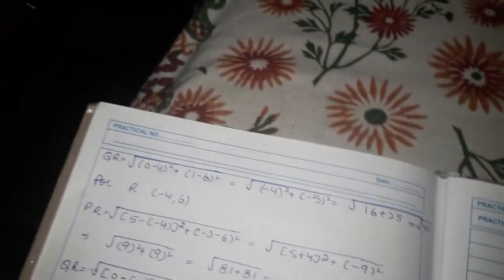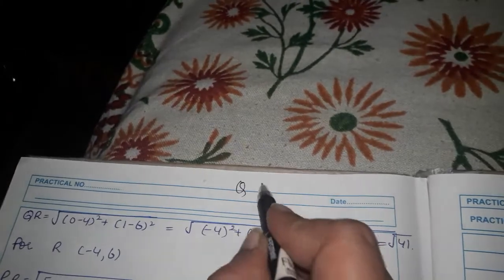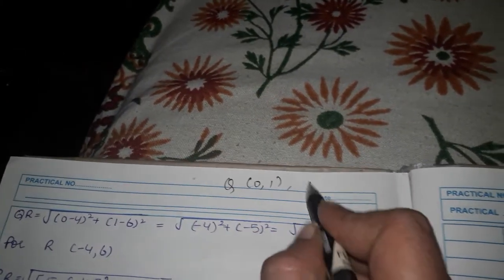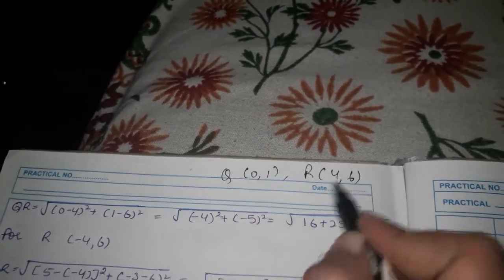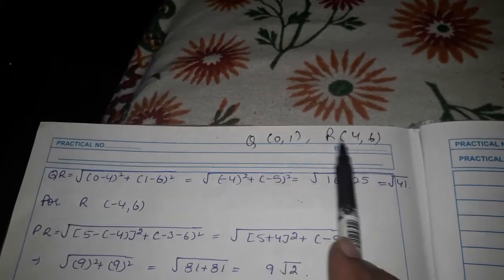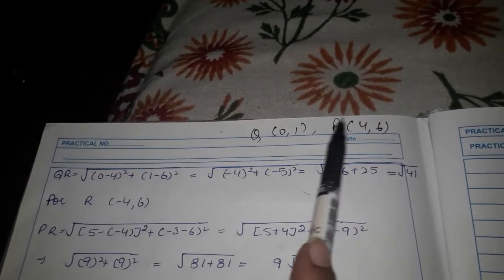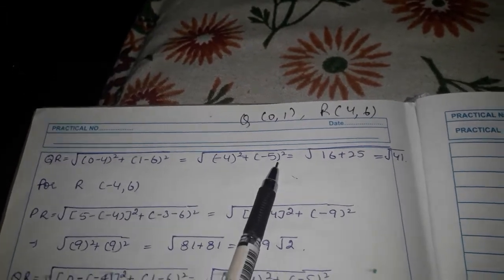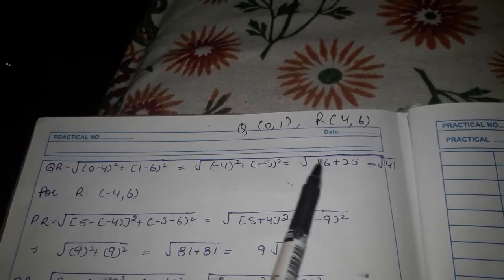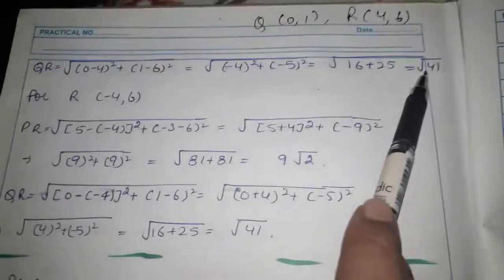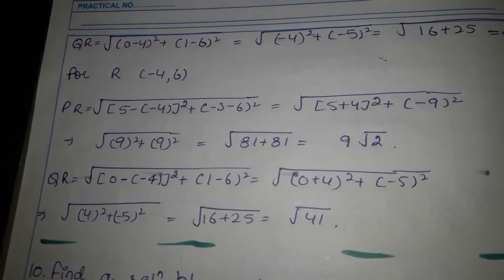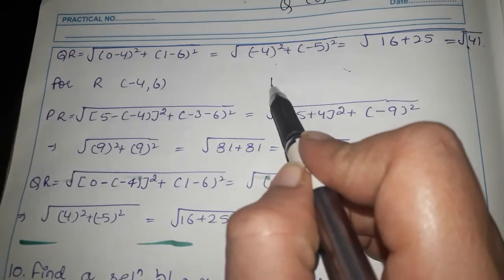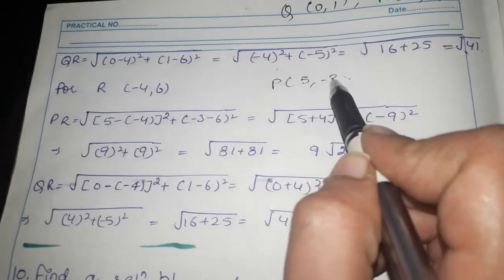Now for QR, since Q is (0, 1) and R is (4, 6), it will be the square root of (0 minus 4) square plus (1 minus 6) square. It will be minus 4 square, minus 5 square, that is 16 plus 25, root 41. Now for R equal to (minus 4, 6), P is (5, minus 3).